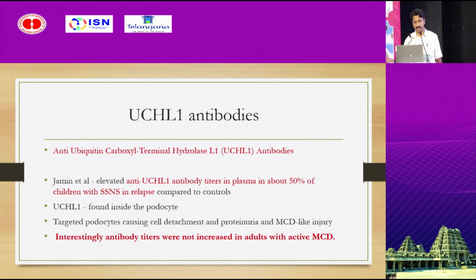Similarly, there are multiple other autoantibodies against podocyte antigens which were studied by multiple groups. This is another group which studied UCHL1 antibodies, that is against the ubiquitin carboxy terminal hydrolase L1, which is expressed inside the podocyte. This was studied by Jamin et al., and they documented that anti-UCHL antibodies were found in almost 50% of patients with steroid-sensitive nephrotic syndrome in relapse. Interestingly, these antibodies were not increased in adult patients with MCD, thereby creating a concern whether childhood MCD and adult MCD have different pathogenesis.